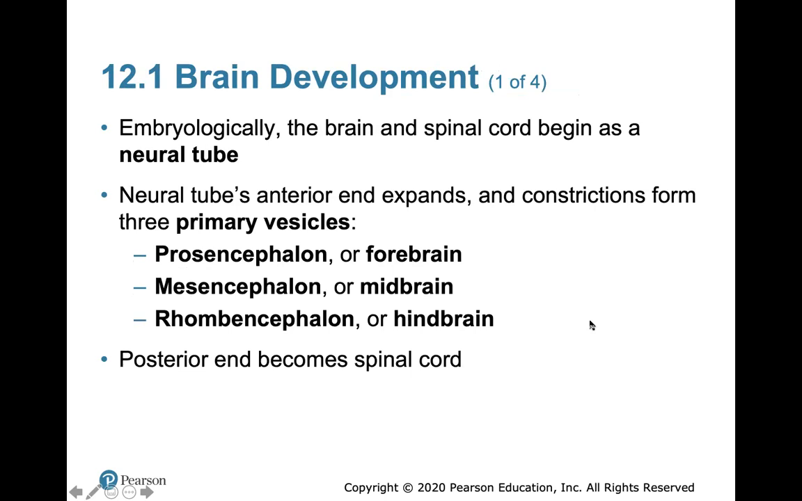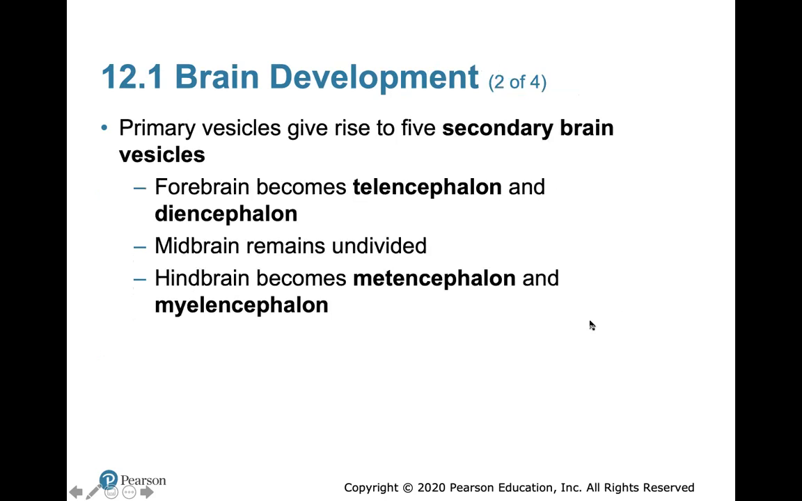Embryologically, which has to do with how the brain develops in the womb, the brain and spinal cord begin as a neural tube, and the neural tube's anterior end expands and constrictions form into three vesicles: the forebrain, midbrain, and hindbrain, and then the posterior end becomes the spinal cord. The primary vesicles give rise to five secondary brain vesicles, which you might recognize some of these names from learning the anatomy of the brain.